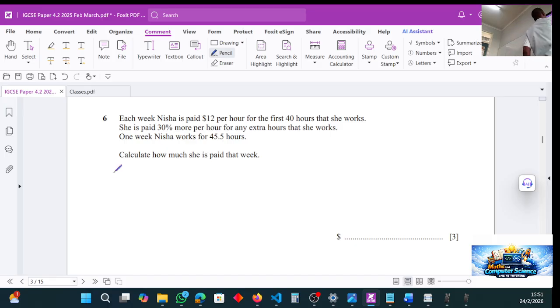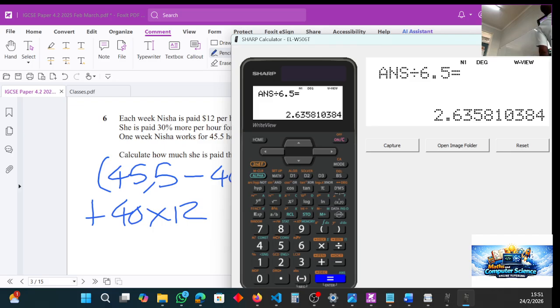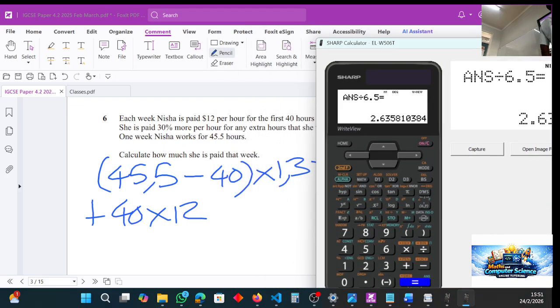So what we'll do is build a calculation: 45.5 minus 40. It gives us the hours that she works extra. And for those hours, it's going to be above 100% by 30, so that's times 1.3. It's 1.3 of the normal $12 that she earns per normal working period. So we also need to add, for those 40, we multiply by 12. Let me bring my calculator and check what the calculation will give me.